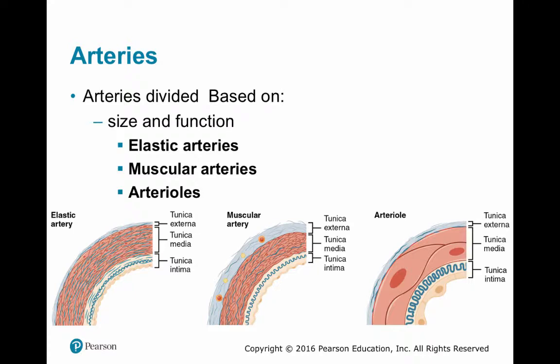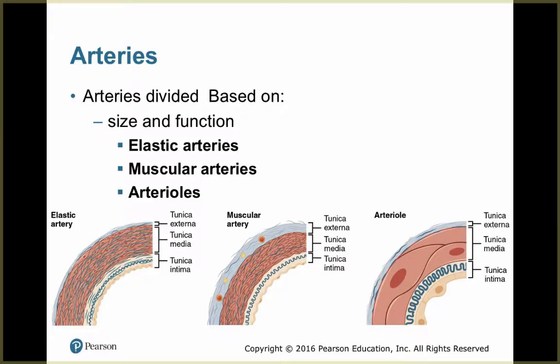So arteries are divided based on essentially size and function. And so if you look on here, you can see that the elastic artery, which is this first one, has a really, really thick wall here. And so the externa is thin. The intima is pretty thin too. This is going to give low resistance to the lumen.